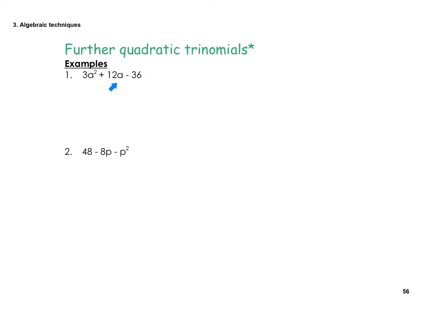Now this is monic, but one thing we didn't see last lesson, but we're going to see today, is: is there a common factor? Always check first if you can take something out. I believe this one, the 3 can go outside. So that's going to become 3 times a squared plus 4a minus 12. We now actually have a monic because the non-monic part can go outside the front. This is now monic.